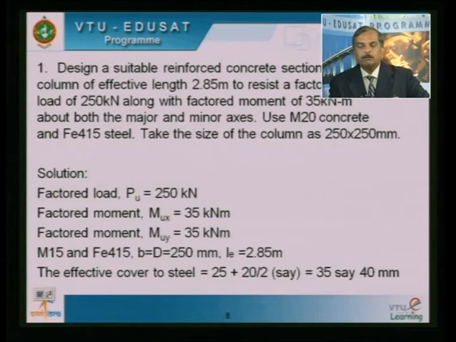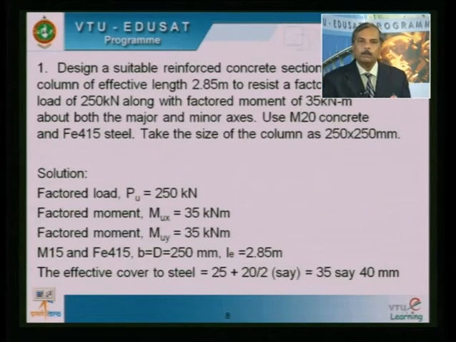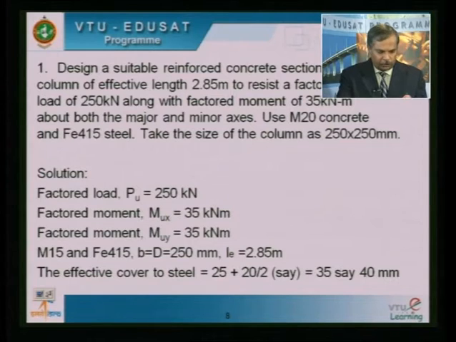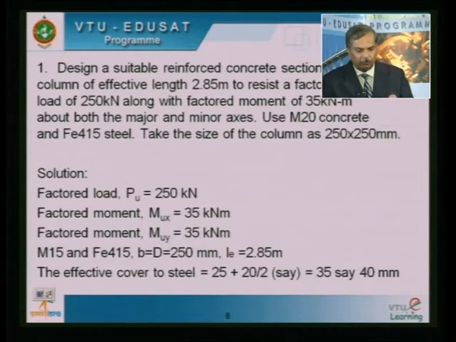Otherwise, the effective length and the unsupported lengths will be different, and accordingly we have to calculate the needed information. Now coming to the data given, factored load Pu is given as 250 kilonewton. It is just 25 tons of load. In fact, 250 kilonewton is a very small order of load, as you can make out, and probably a minimum size of the column may be okay, and that is the reason why 250 by 250 mm is given.